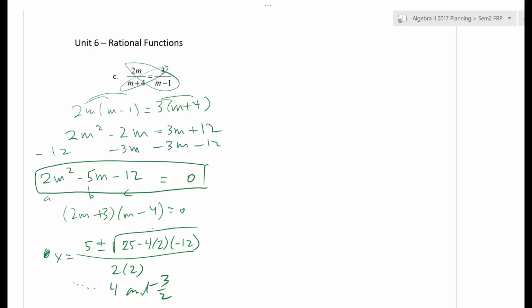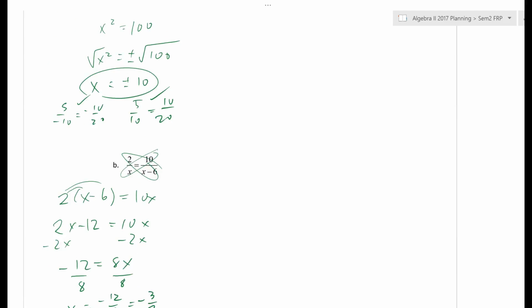But again, the fact that this leading coefficient was 2 was a little more difficult than I would have liked.